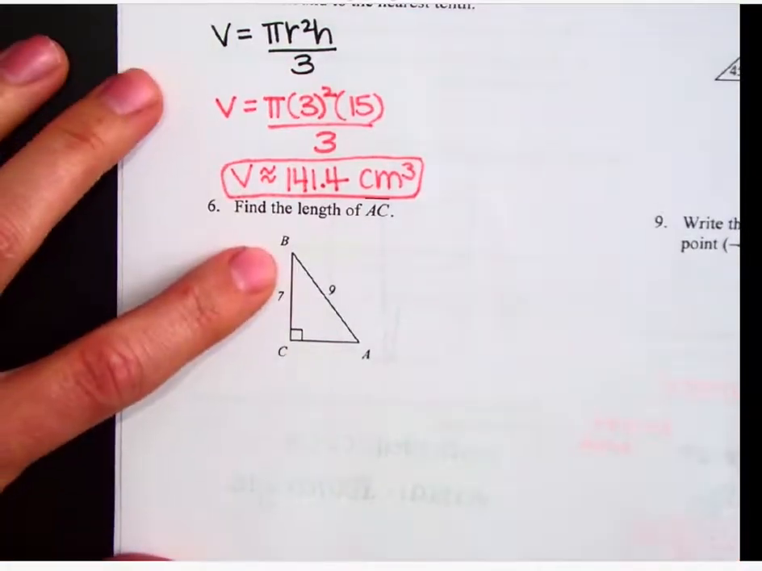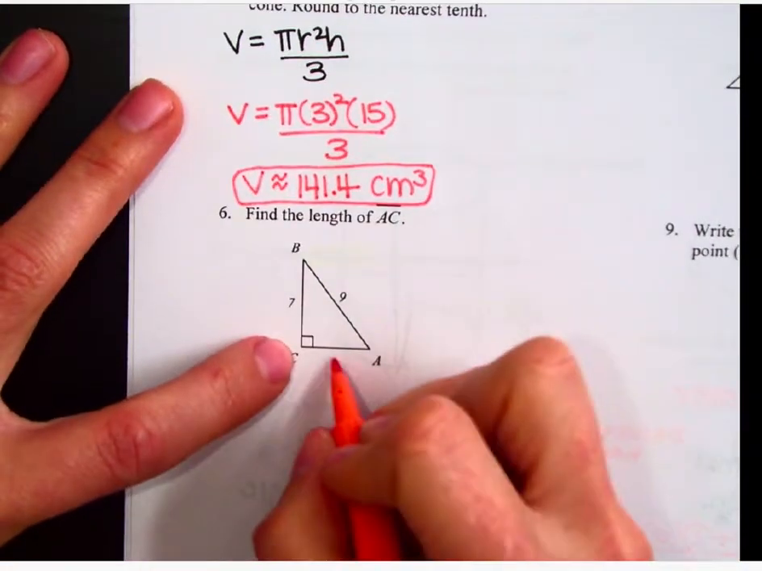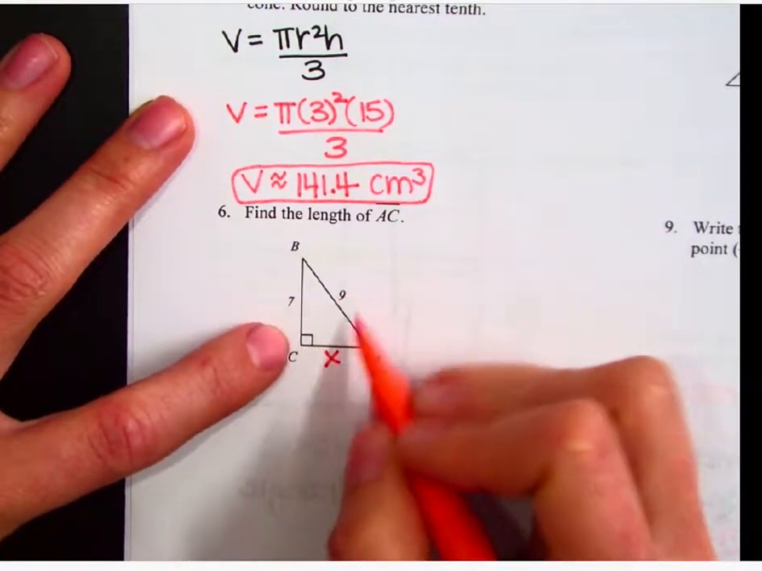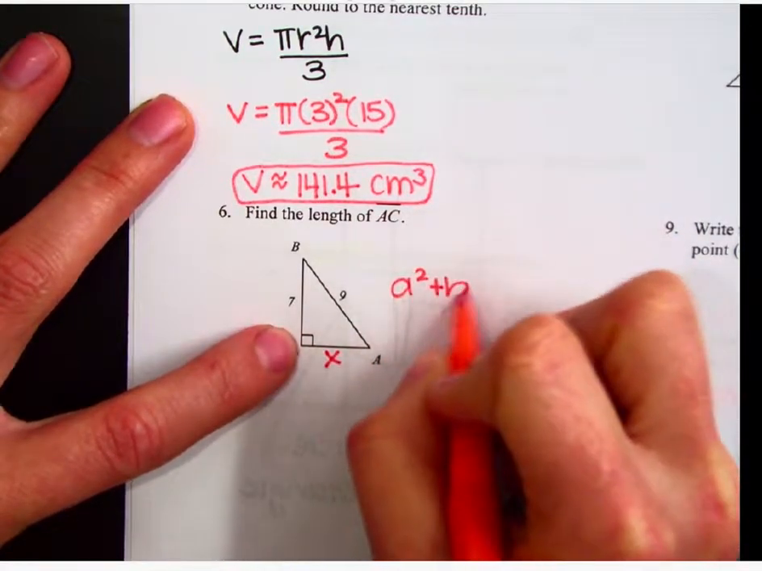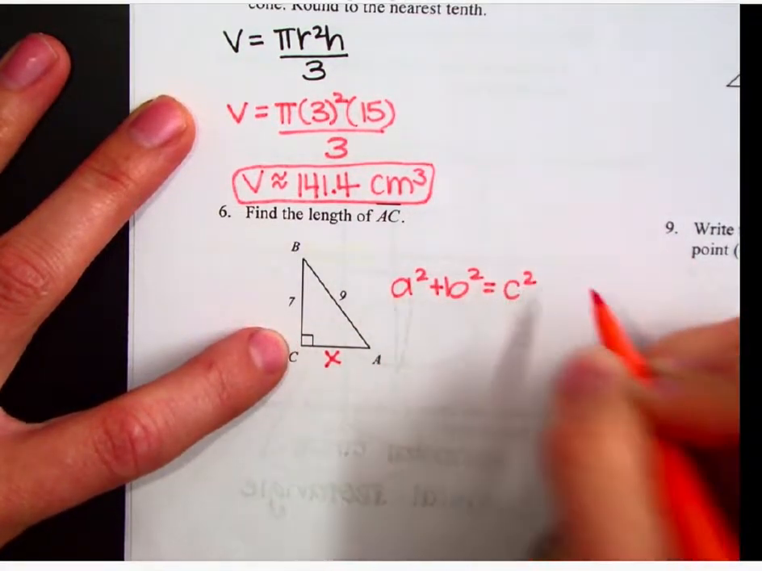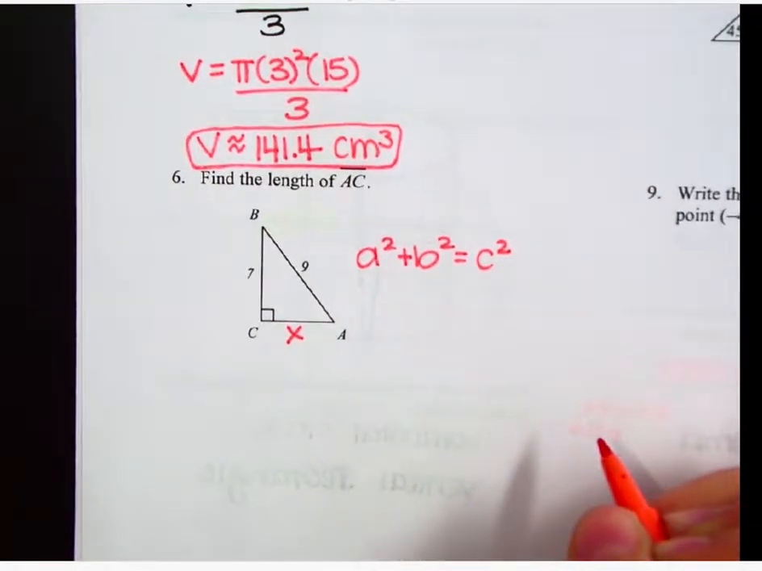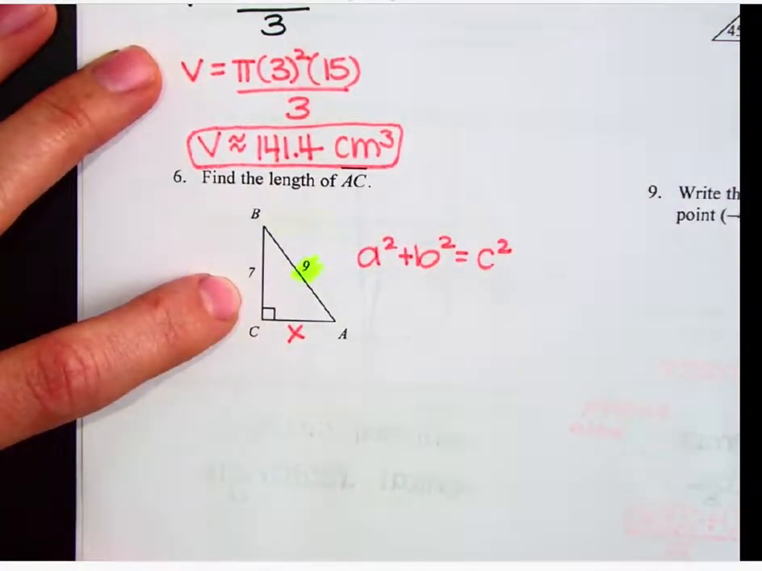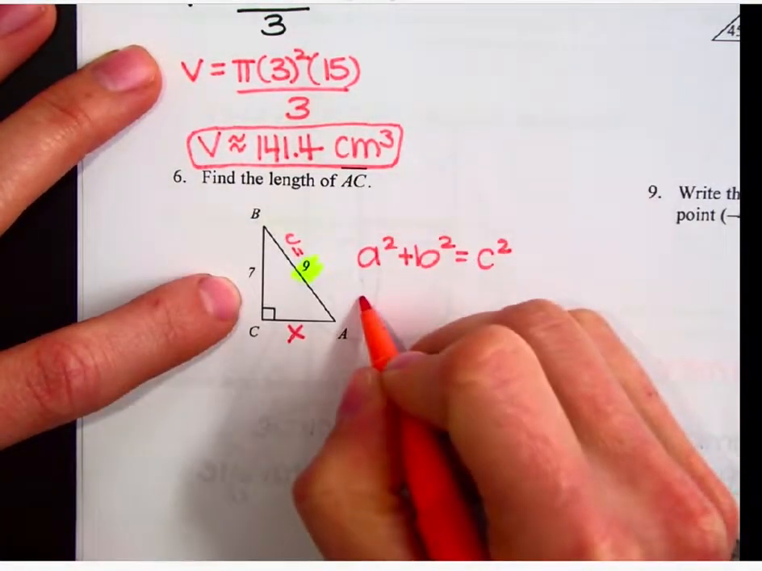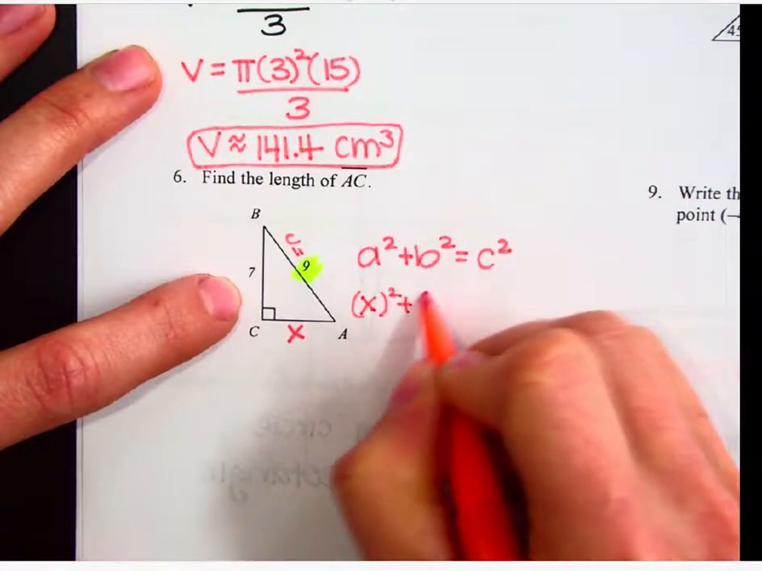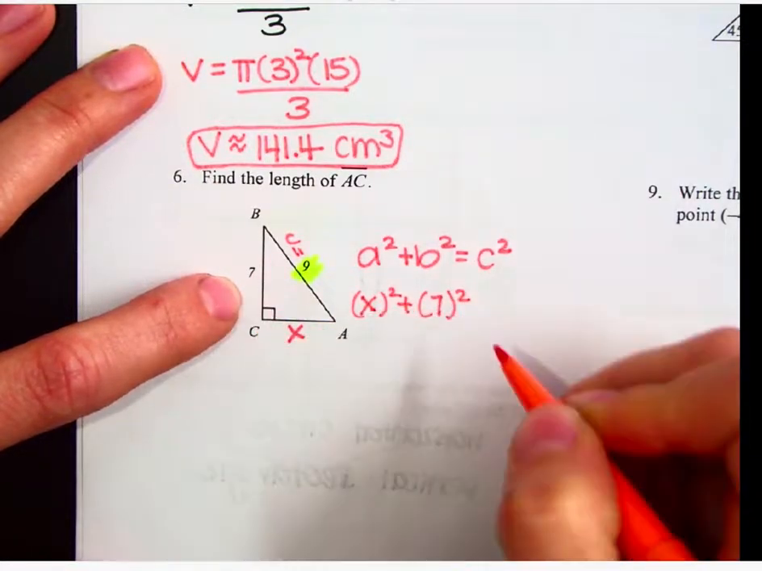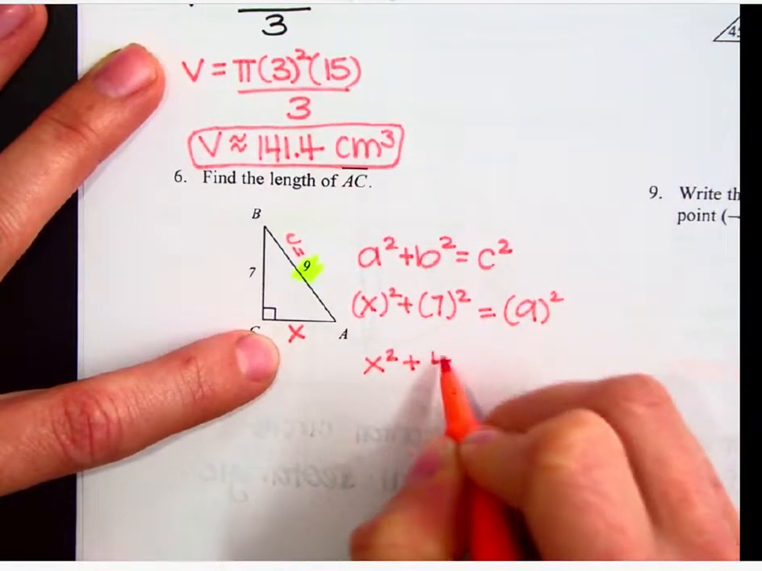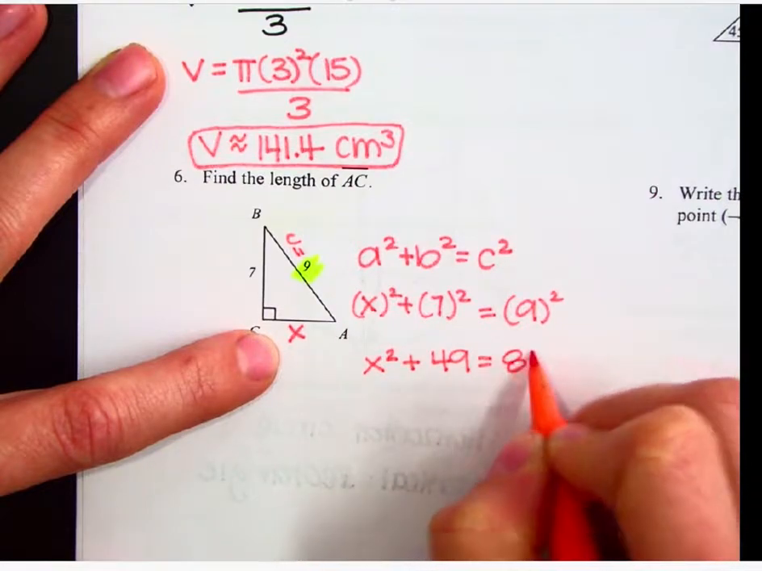For number 6, we're finding the length of AC. I'm going to put an X there, and this is going to require the Pythagorean Theorem. We use the Pythagorean Theorem whenever we are given 2 out of 3 side lengths in a right triangle. So we know to always plug in the hypotenuse for C. So x squared plus 7 squared, those are the lengths of the legs for A and B, and this is equal to 9 squared. So then 7 squared is 49, 9 squared is 81.